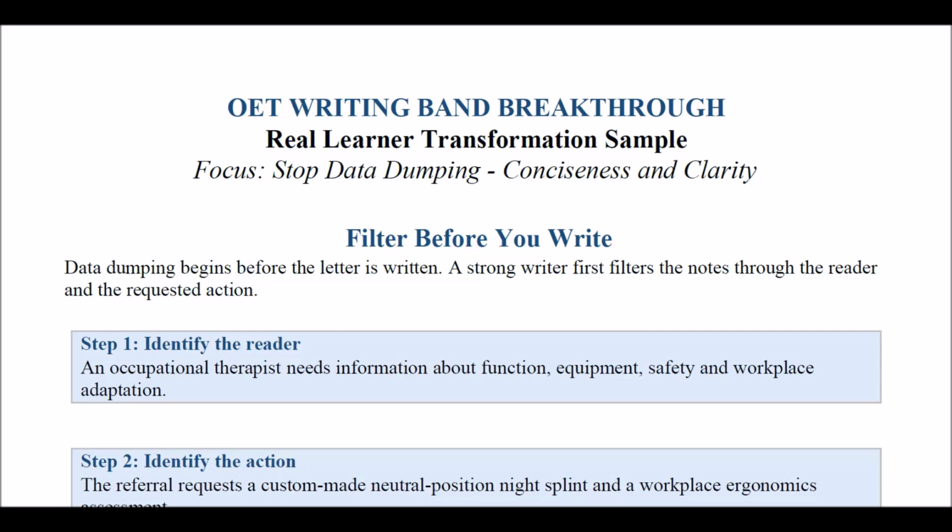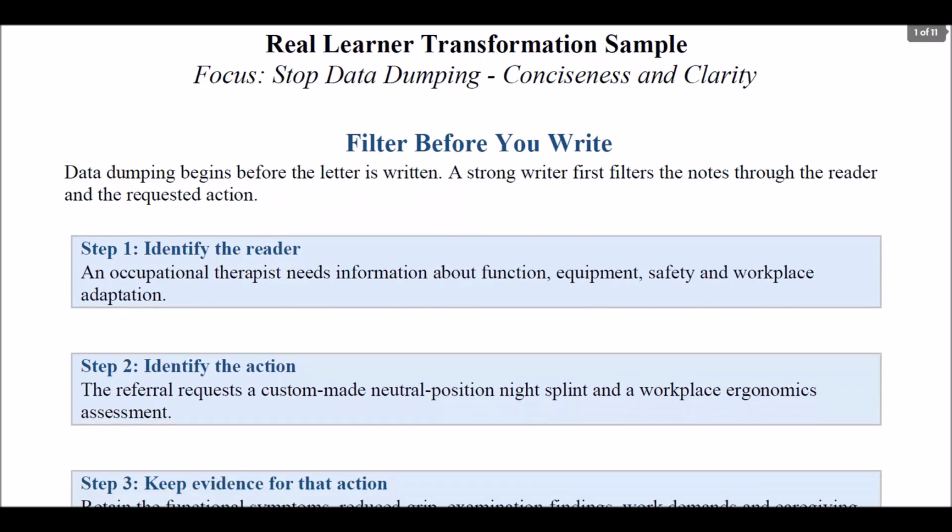Okay, so we haven't changed the patient, we haven't invented new information, we've simply been more selective in the information that matters to this reader. The functional problems are clearer, the work situation is clearer, the purpose is clearer, and also the word count is shorter. The original was about 243, which is a little bit long. So let's just go through this. So these are the steps.